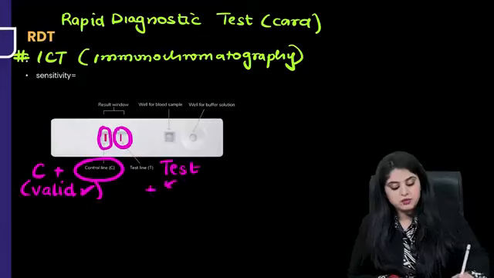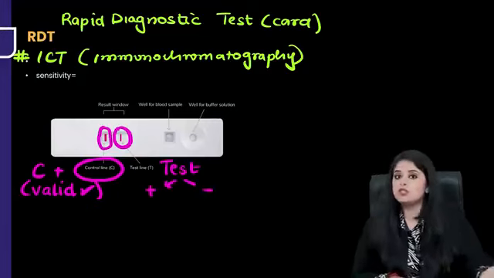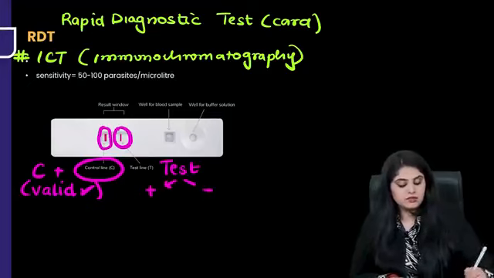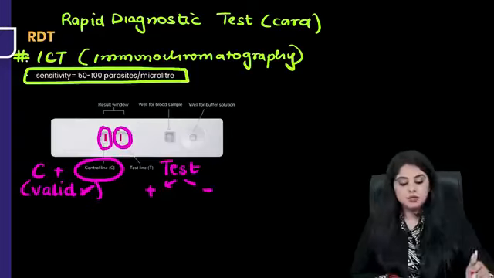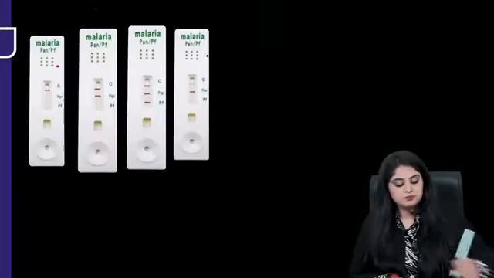If the test line is positive or negative, that will tell me whether my patient is positive or negative. And what is the sensitivity? For the card test in malaria, it is 50 to 100 parasites per microliter. So let me now tell you, these are the different malaria cards that you have.